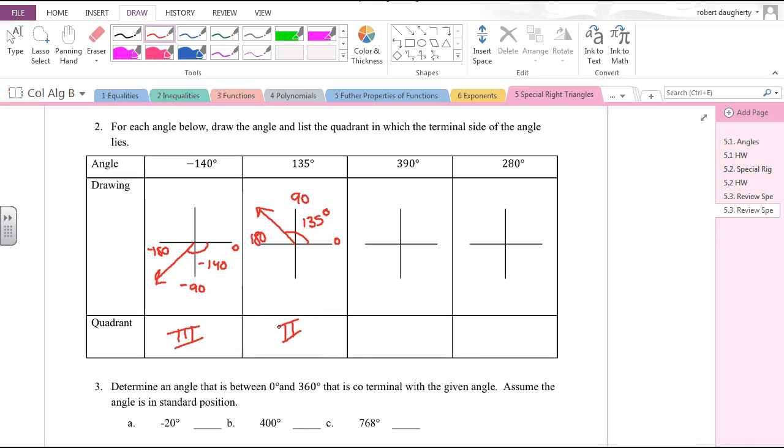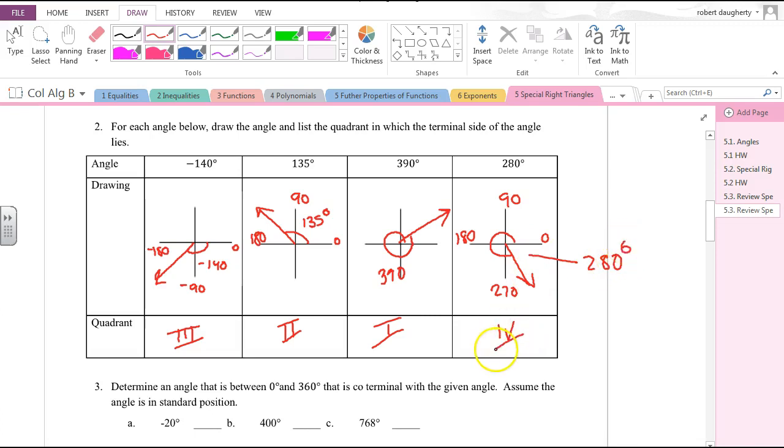390 degrees. Remember, 1 full revolution is 360, so I have to go a little bit further. Okay, so that's 390 degrees. That is in quadrant 1. 280 degrees, so 0, 90, 180, 270. That means this angle goes all the way and just a little bit further into quadrant 4. So that's my 280-degree angle. It lies in quadrant 4 on the terminal side.